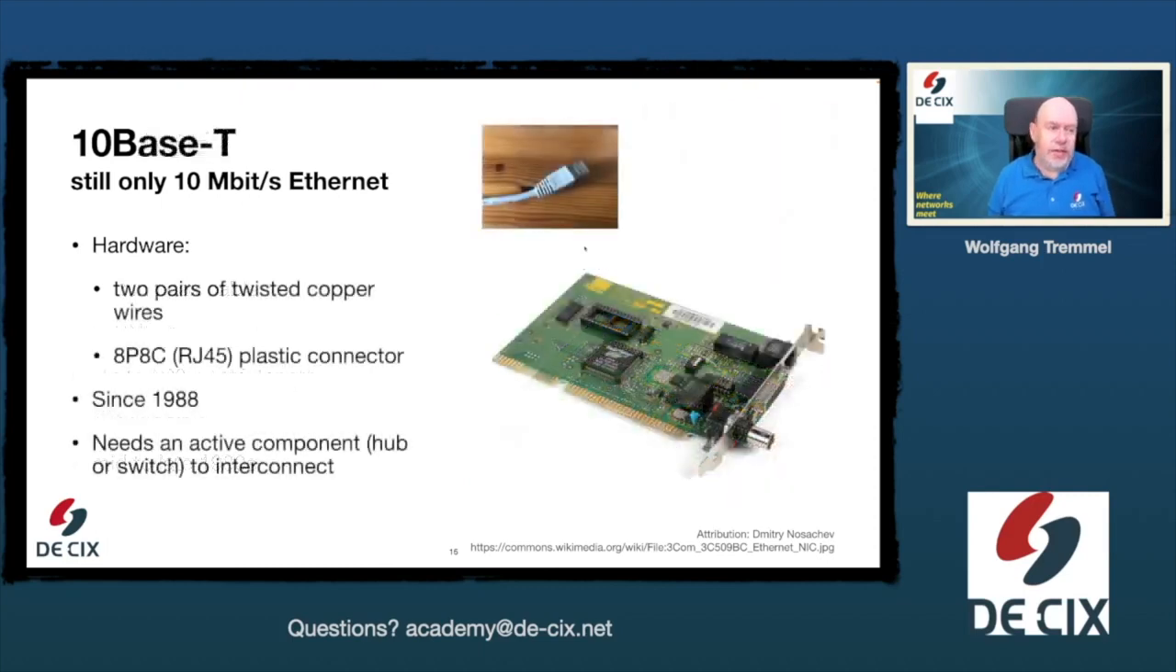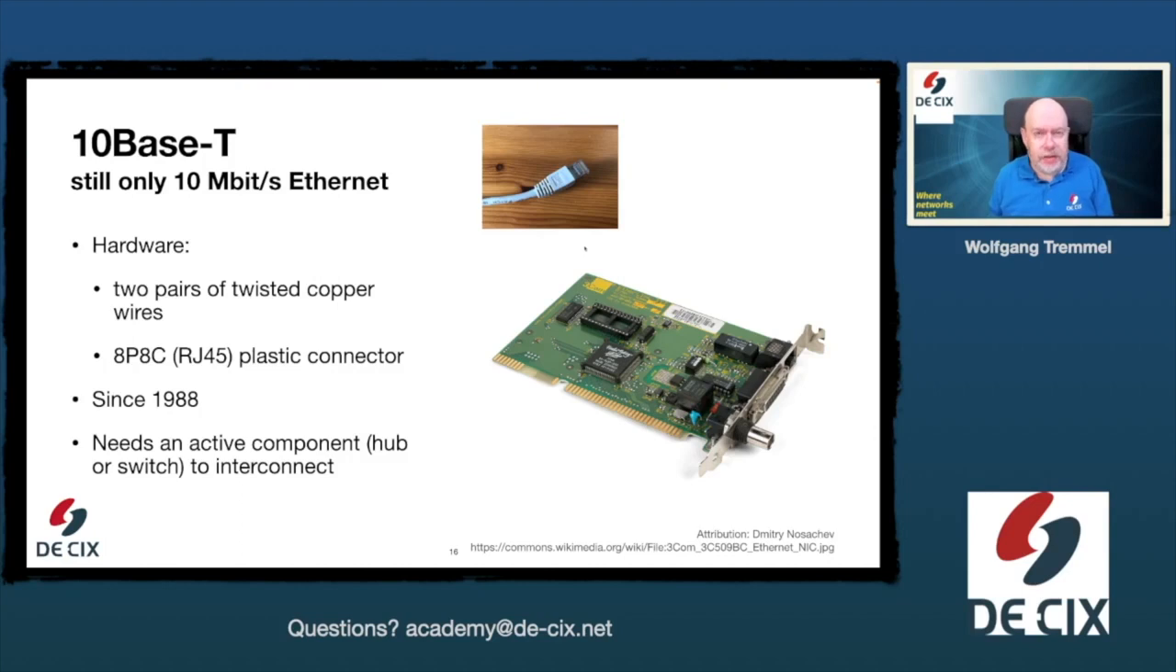Next version of Ethernet was called 10BASE-T. It was still 10 megabit, but instead of a coax cable, they used these twisted pair cables. At the beginning, just with 4 wires, later with 8 wires. Since 1988, this slowly replaced the coax cable.